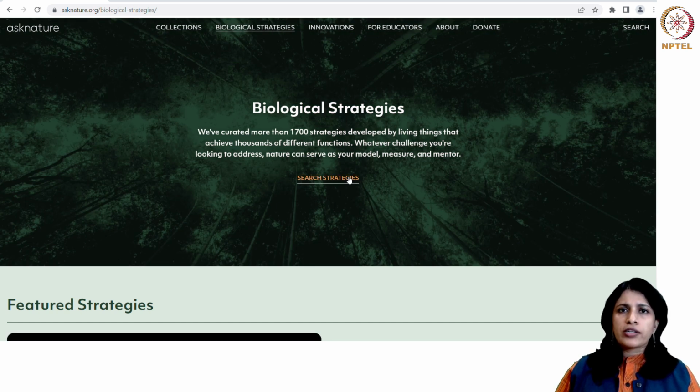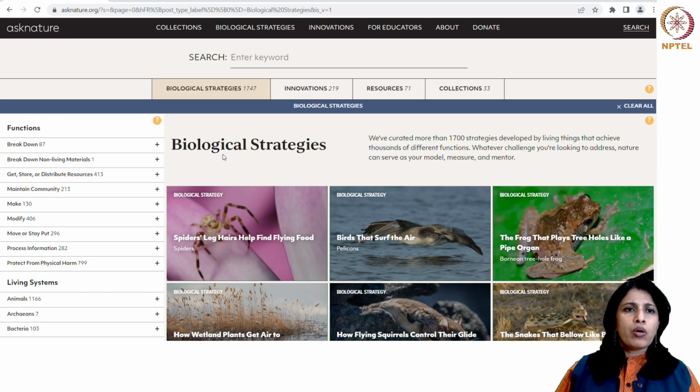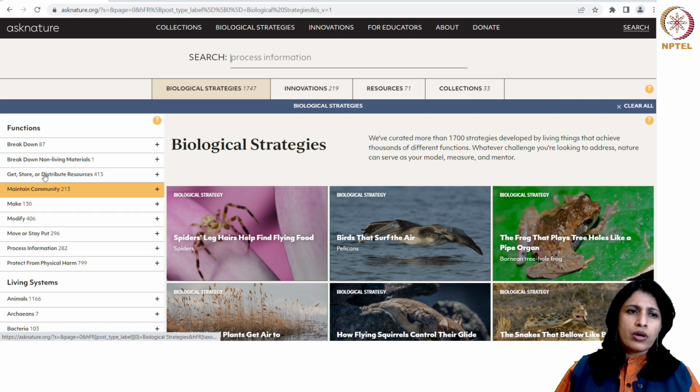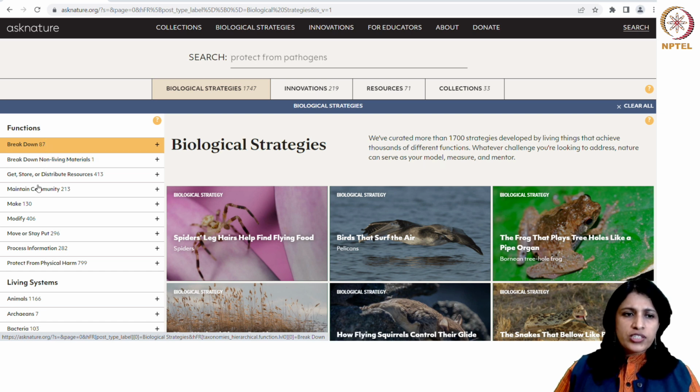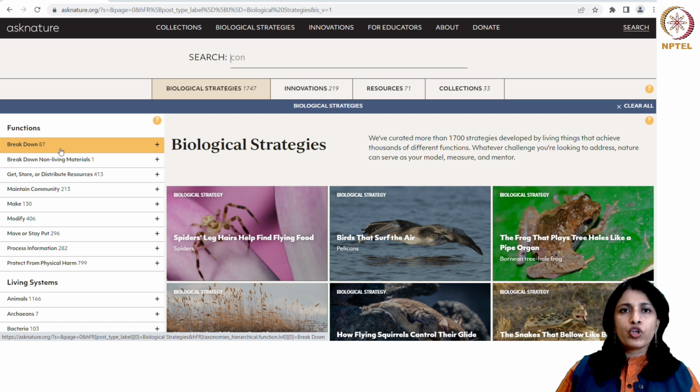So remember, I showed you the taxonomy, where in the taxonomy, you saw that there were 8 main functions, and under that, there were subgroups and specific functions. So the 8 main functions are right here. Can you see them? Breakdown, getting, storing, or distributing resources, maintaining community. So the radiating structure that you saw in the document is translated here on the website. So we looked at the breakdown function. So out here, if you see the breakdown, you can see the breakdown function right here. And you have 87 organisms that perform this function that they have curated here.